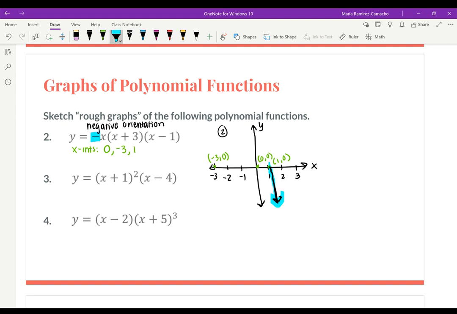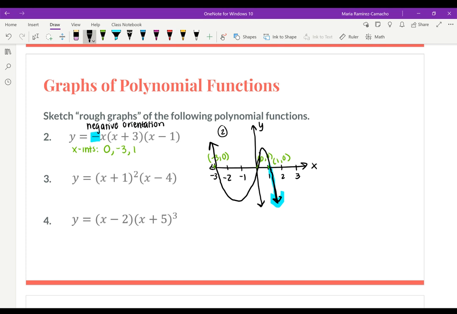So backtracking a little bit, we're going to go through x equals 1, then back down through 0, then back up through negative 3, 0, and that is approximately what our graph is going to look like. Let me do that with the pen instead of the highlighter tool. Okay, that might be a little bit better. Okay, there's a rough graph for number 2.